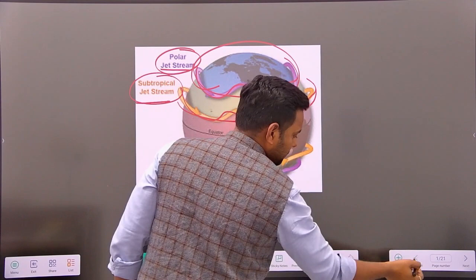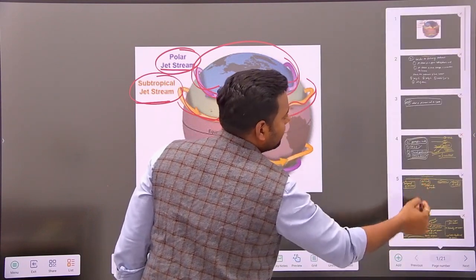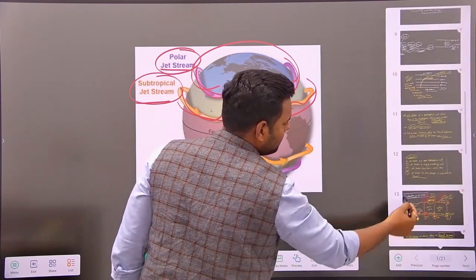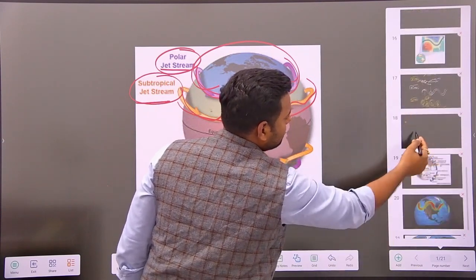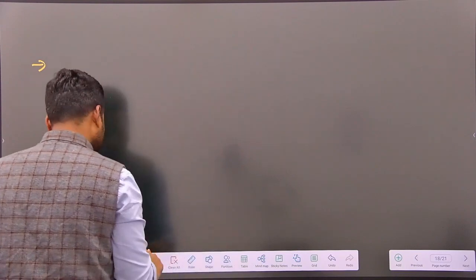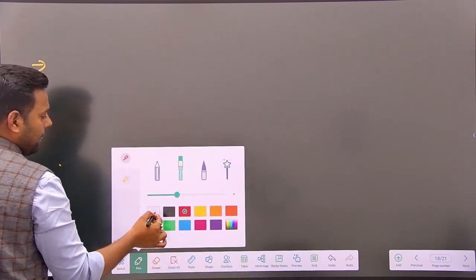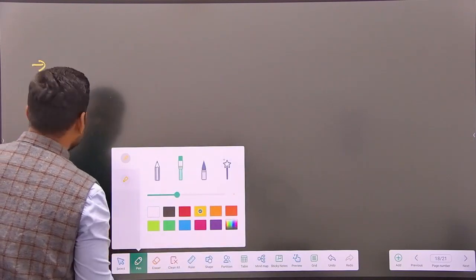So we will further move to the synopsis and discuss these winds. Okay, I hope we will understand more.